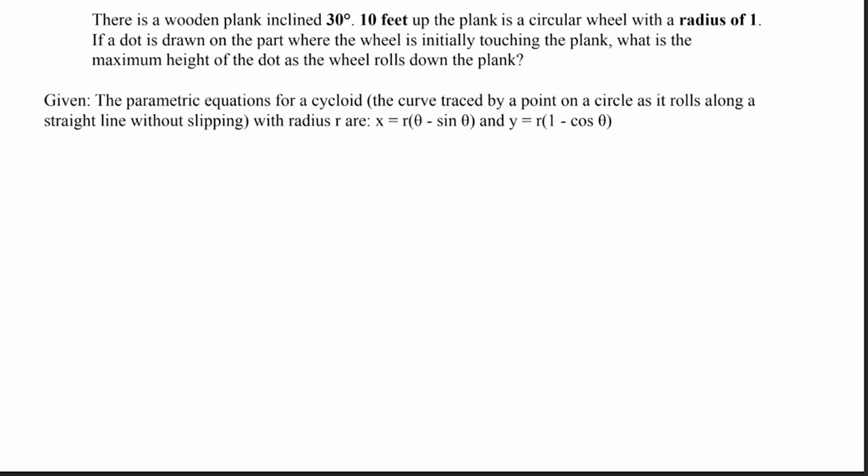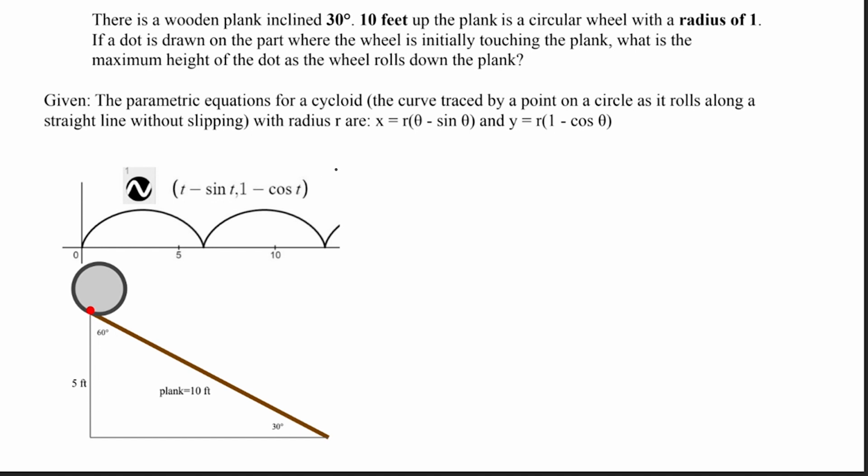Okay, so there's a wooden plank inclined 30 degrees. 10 feet up the plank is a circular wheel with a radius of 1. If a dot is drawn on the part where the wheel is initially touching the plank, what is the maximum height of the dot as the wheel rolls down the plank? And we're also given this information about cycloids. So pause, try it out, and get back to the video when you're ready.